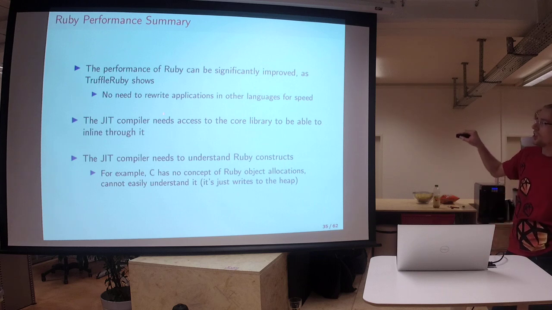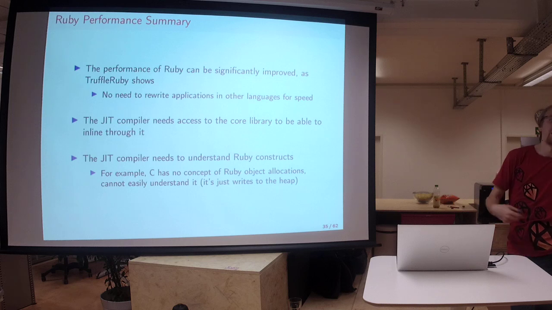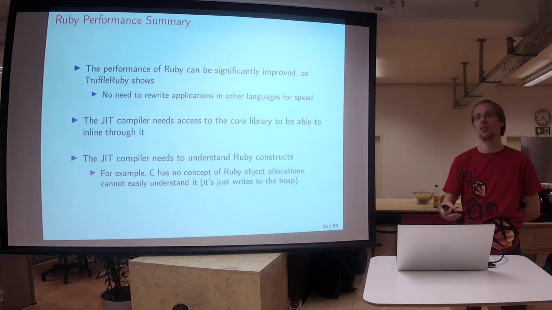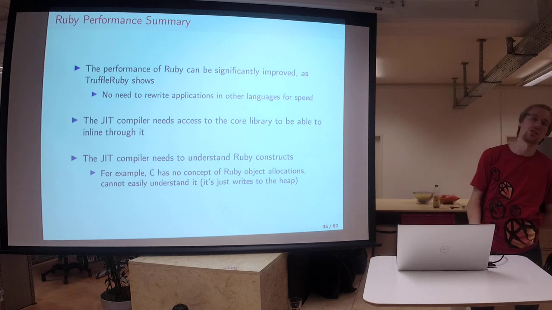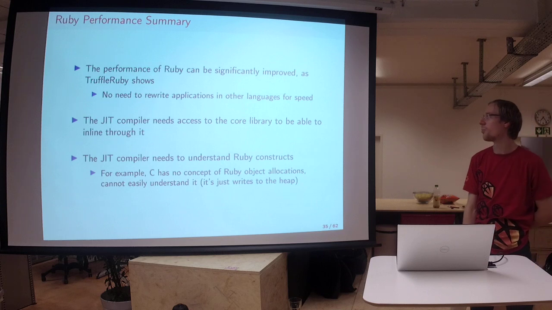One crucial point is the JIT compiler needs access to the core library, like to this map function, for instance. Otherwise, it's very limited. It can only understand user code that never uses core library methods, but Ruby code uses core library methods everywhere. So if it doesn't understand them, it cannot do much.